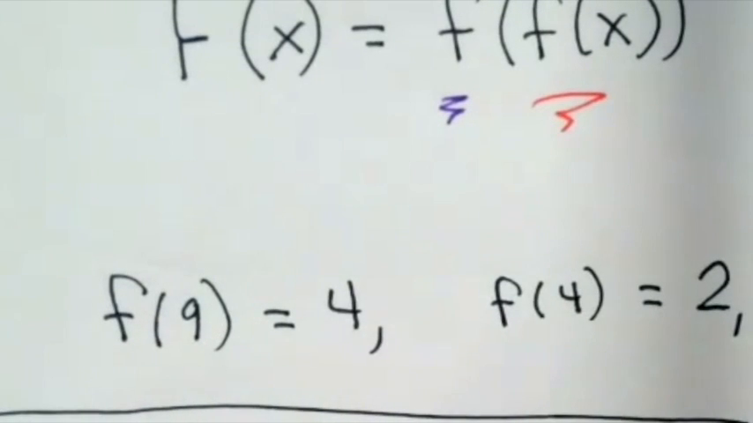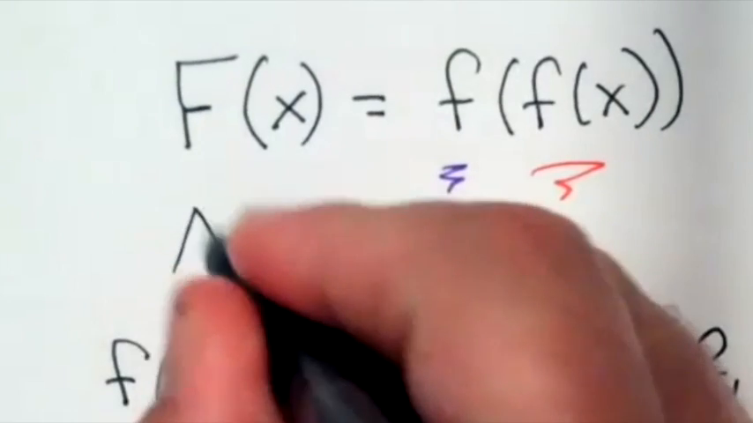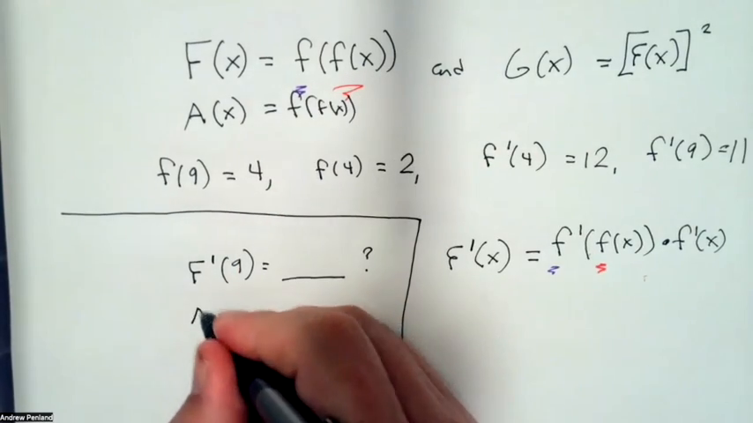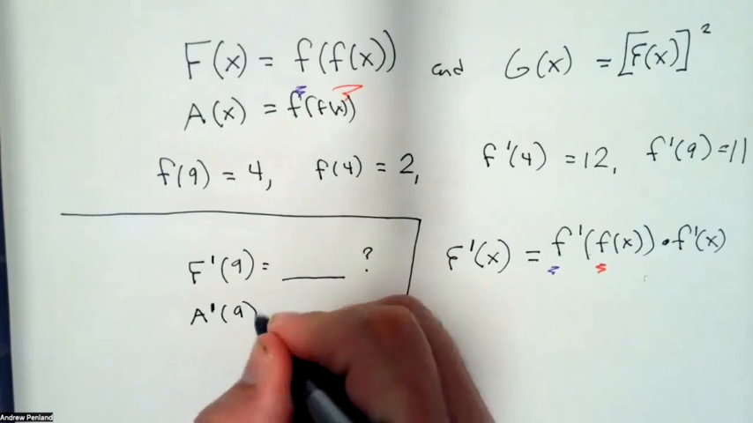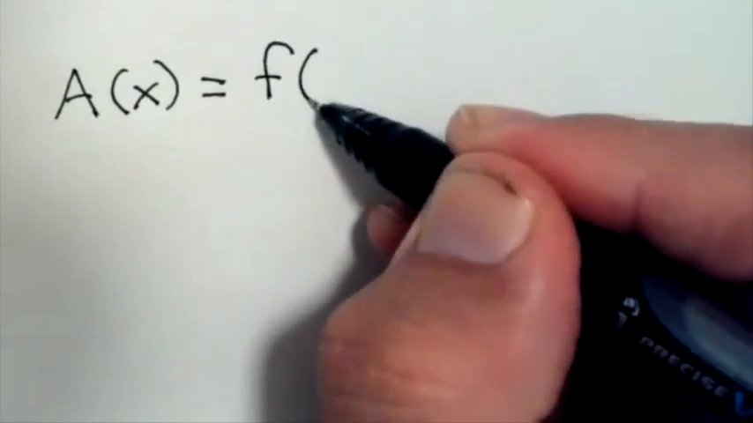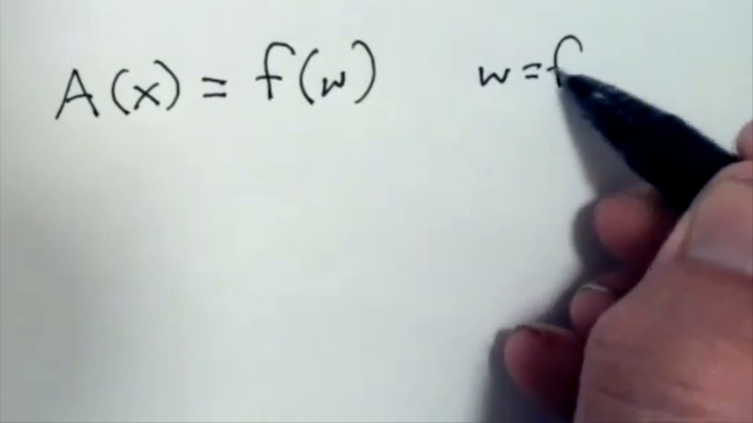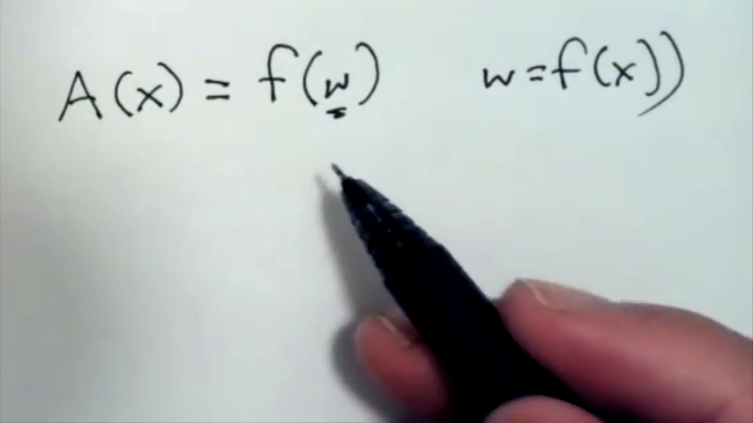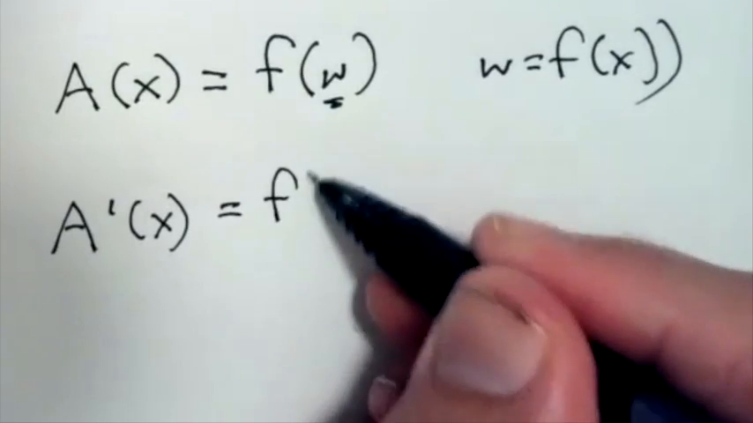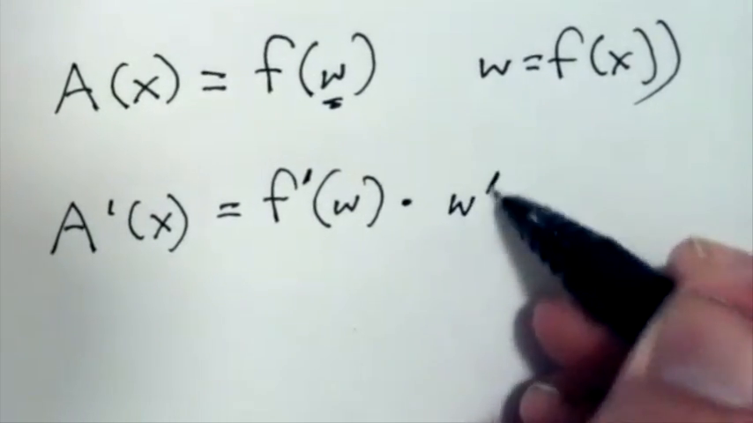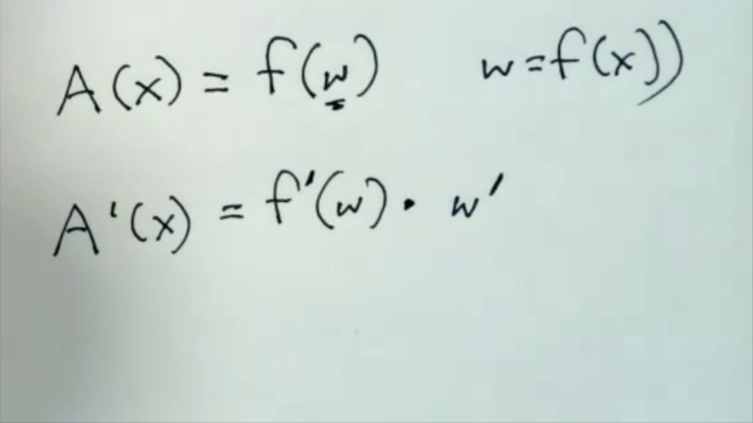Since there's so many f's, it doesn't hurt anything to change the letter, so I could call this big A of x is equal to f of x, and then just make this be big A prime of 9, and that might make it a little bit easier. So what I would do, A of x is equal to f of w, where w is equal to little f of x. And then the way it works is it doesn't matter what the inside part is. Take the derivative of the outside part, leave the inside part alone, and then multiply by the derivative of the inside part, right? That's just how chain rule works.